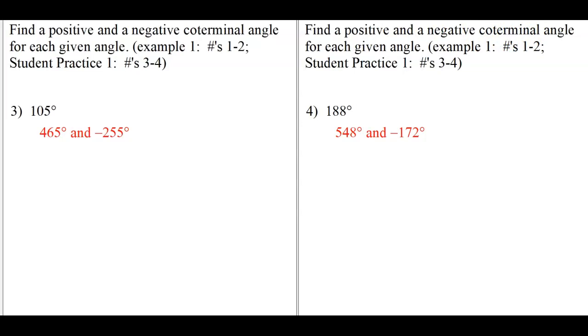And there's technically more than one answer to these, right? If you add 360 to 105, you get 465. But technically, we could have added 360 twice and gotten a bigger positive one. So there's actually an infinite number of answers for these. But these are the two that are closest to the one that we start off with. Let's go ahead and move on to our next problems.